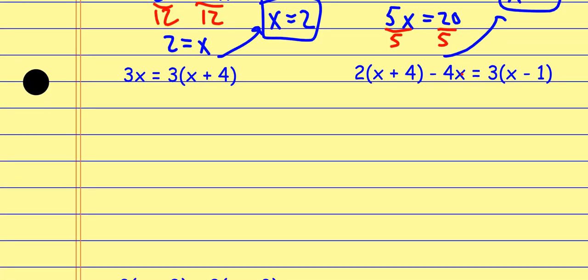If I look at this one, again, following the same things that we've always done, let's simplify and then solve. Let's simplify by using our distributive property. So here I distribute the 3. So let's see, that gives me 3x equals 3x plus 12.